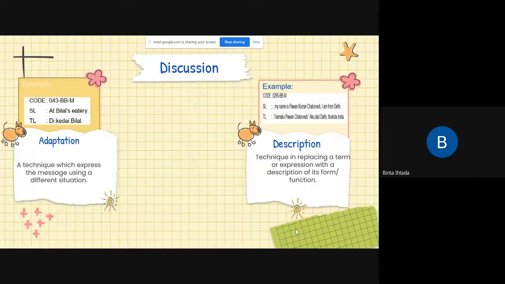And the last is description. For the example, the source language is "My name is Pawan Kumar Chaturvedi. I'm from Delhi." So the target language is translated by "namaku Pawan Kumar Chaturvedi, aku dari Delhi, ibu kota India." There is additional information about Delhi. It's translated by "ibu kota India."